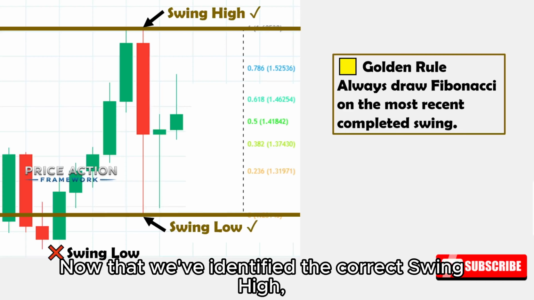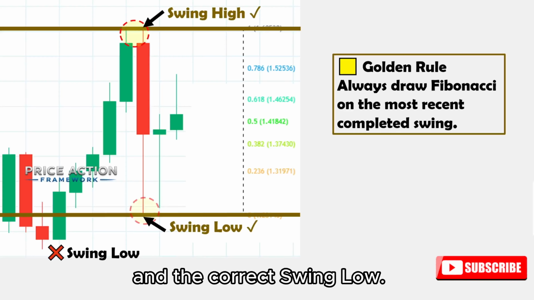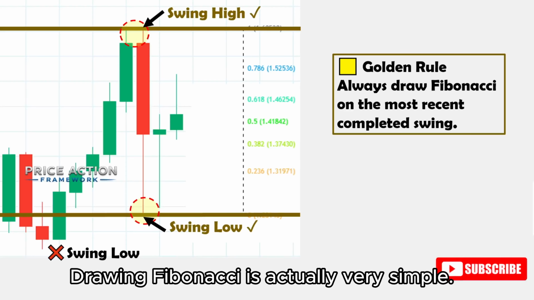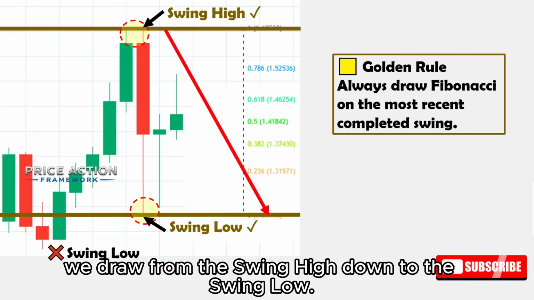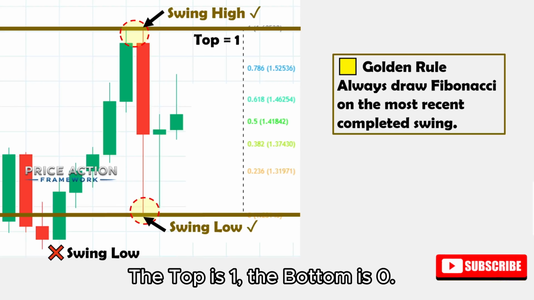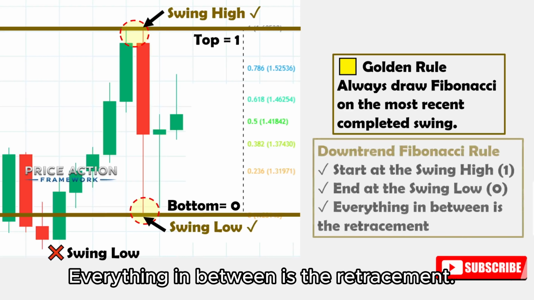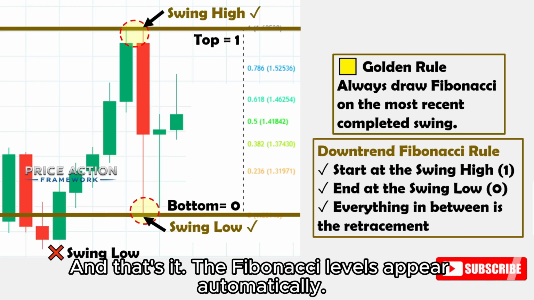Now that we've identified the correct swing high and the correct swing low, drawing Fibonacci is actually very simple. Since this is a downtrend, we draw from the swing high down to the swing low. The top is 1. The bottom is 0. Everything in between is the retracement, and that's it. The Fibonacci levels appear automatically.